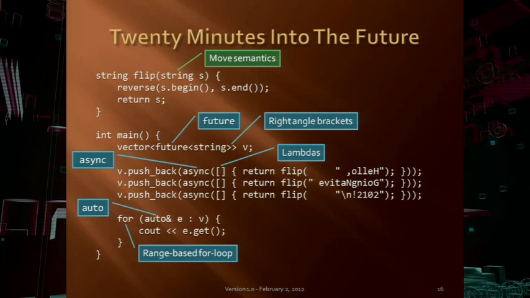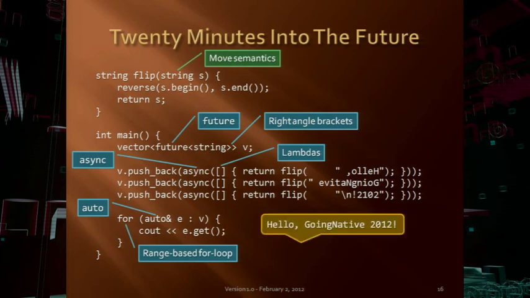So the guidance is still, if you're writing something that's observing, you should probably take by const ref. But in the case when you're going to make a copy anyways, consider taking by modifiable value like this. So what does this print out? Well, if you read backwards, it prints out, hello, GoingNative 2012.